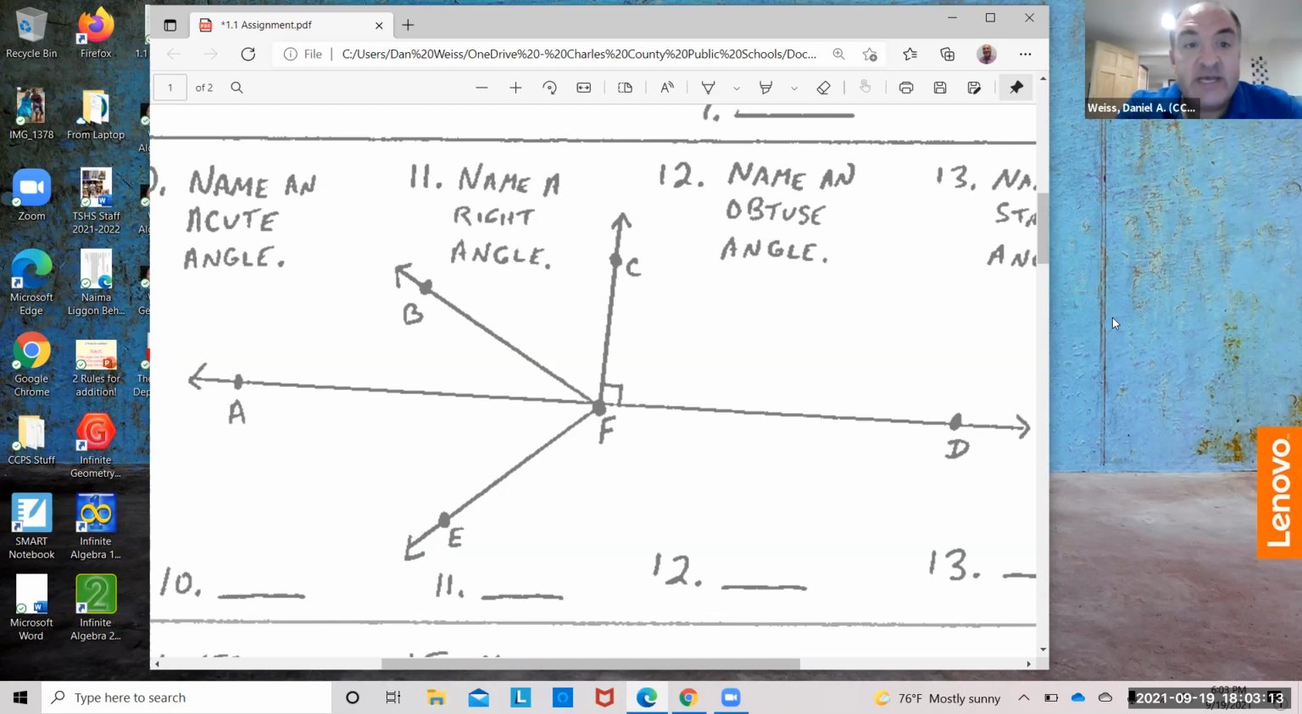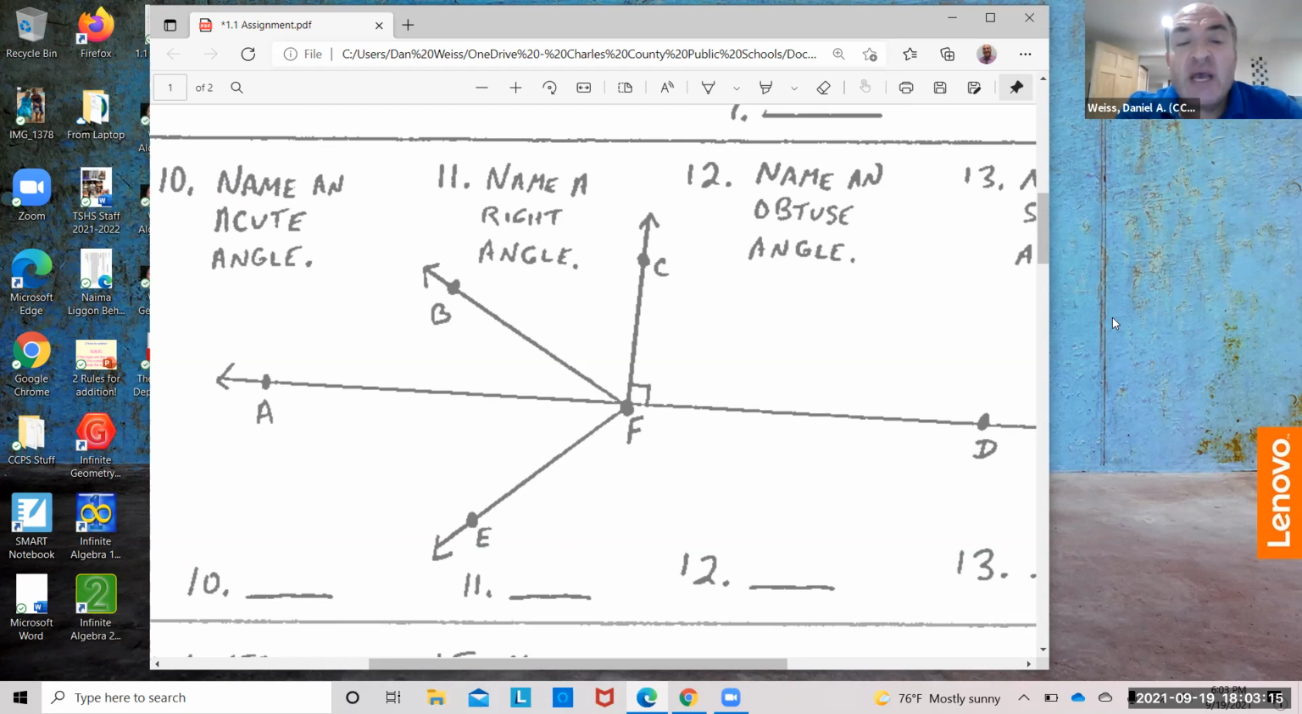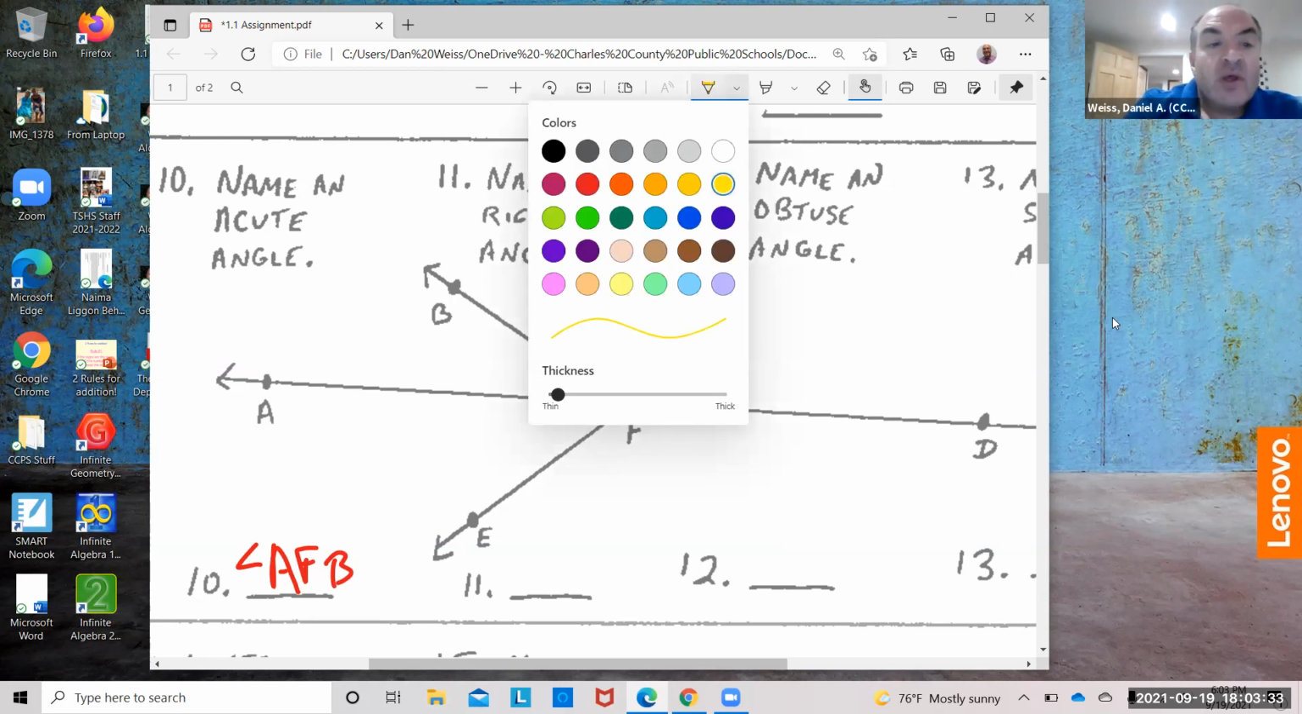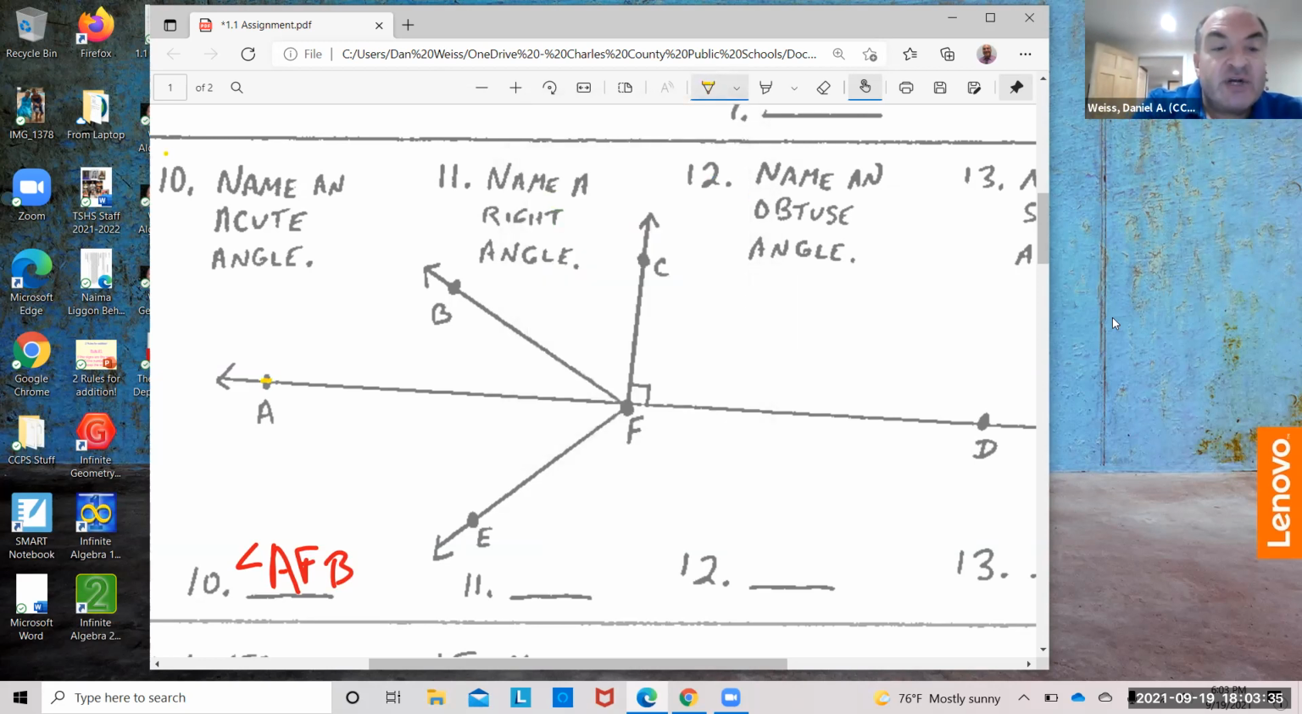So, for example, name an acute angle. Acute means less than 90 degrees. So, for example, angle AFB. What is angle AFB? Angle AFB would be this angle here. You start at A, you go to F, and from F, you go to B. That's this angle here. That is angle AFB.